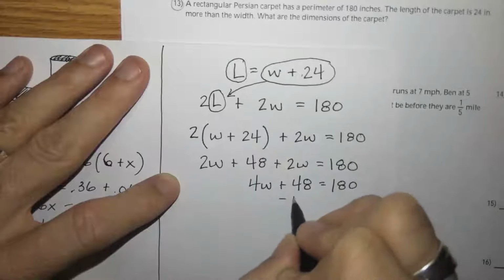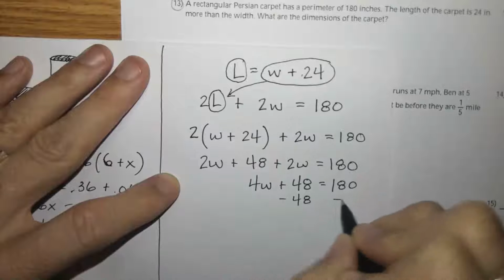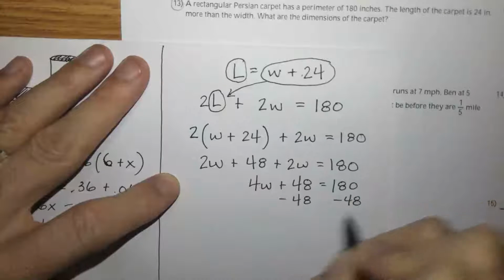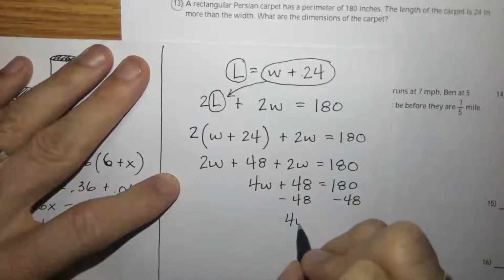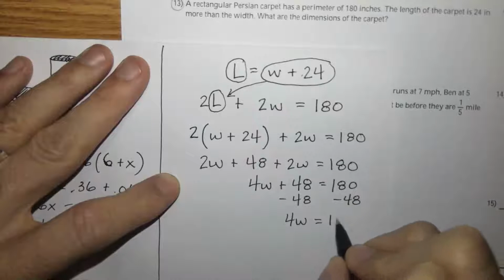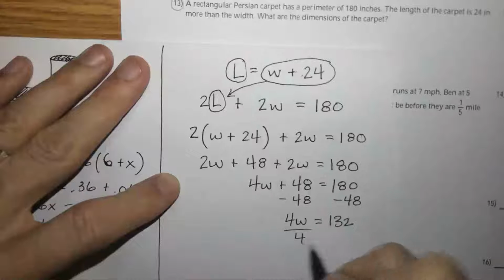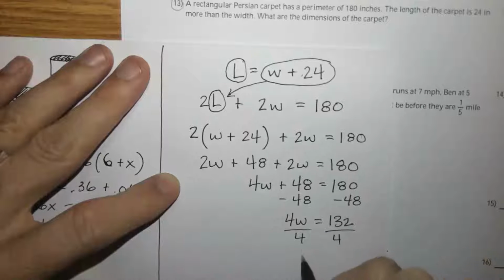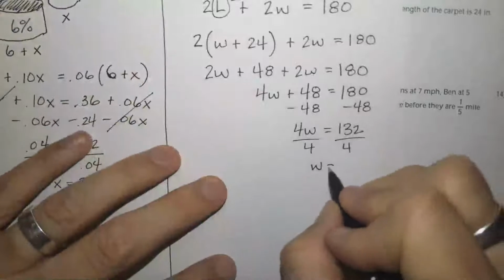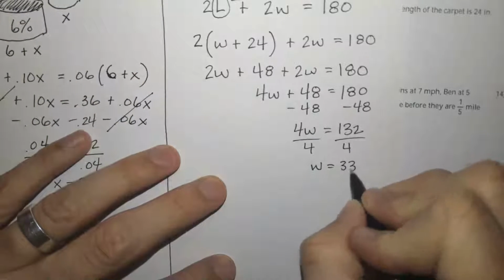We'll subtract our 48 on each side. It leaves us with 4W equals 132. And then we divide both sides by 4. That tells us that W is equal to 33.